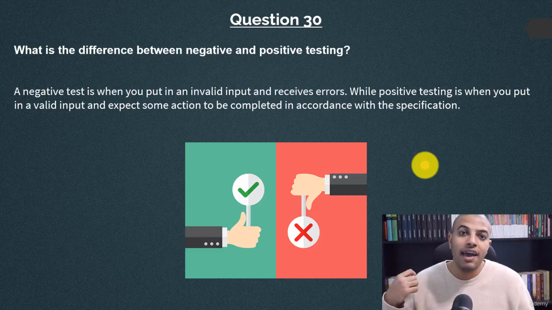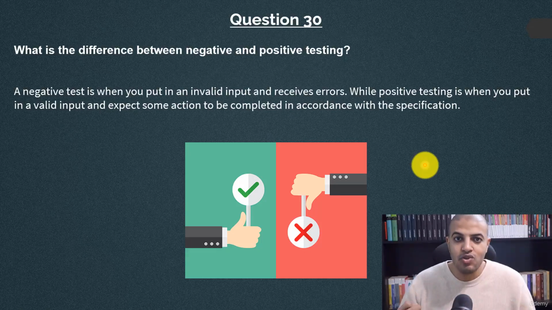I'm expecting an error, okay? I'm testing that the error is happening. But if I'm testing a happy scenario, we call it also a happy scenario, this is called positive testing. And of course, in all my test scenarios, I should include both positive and negative testing.